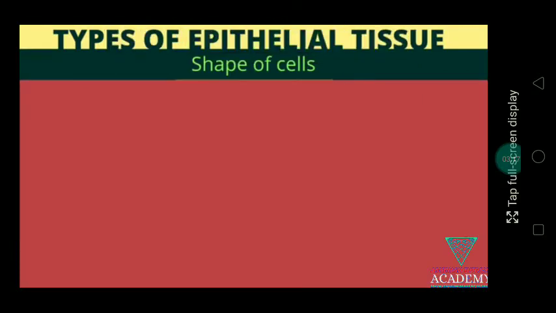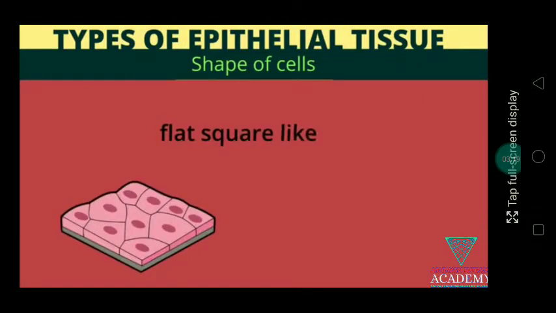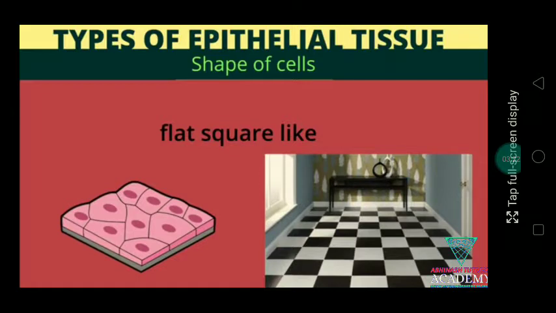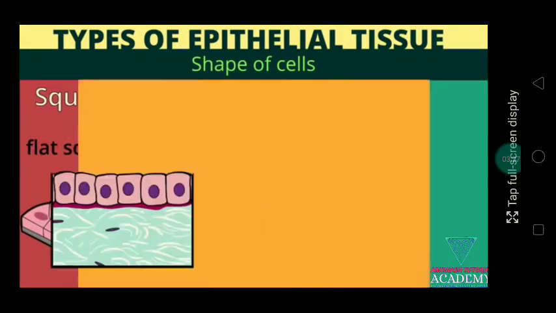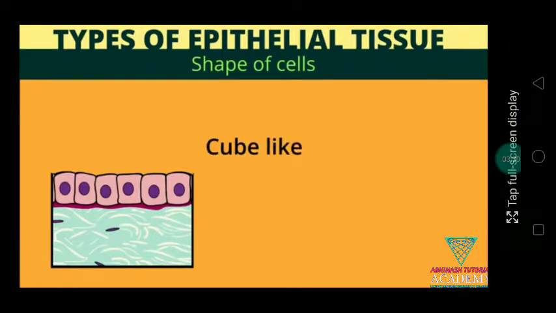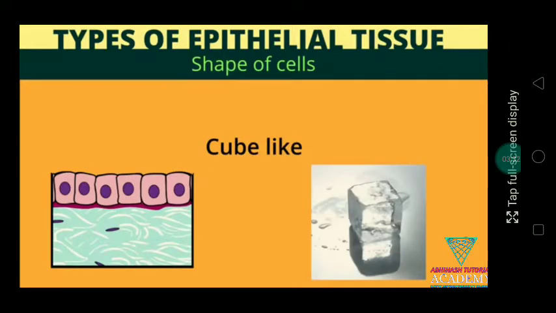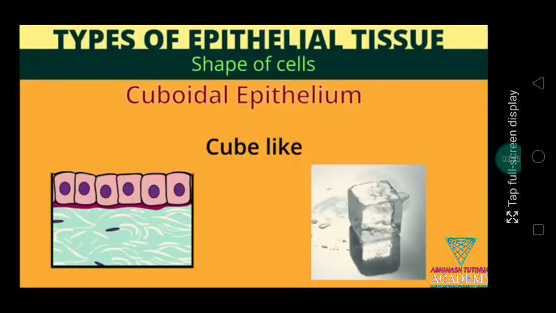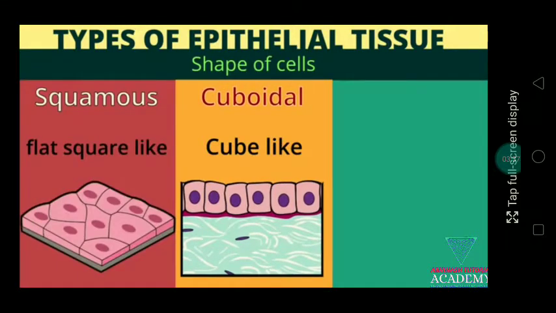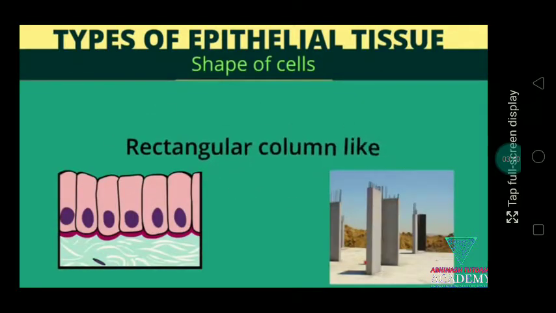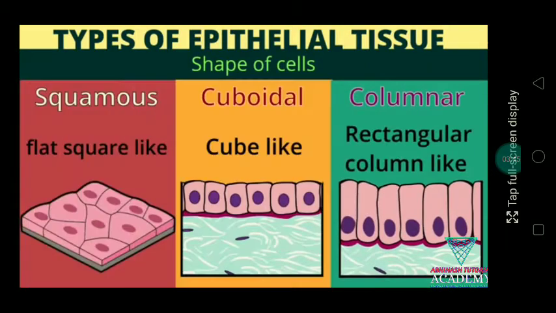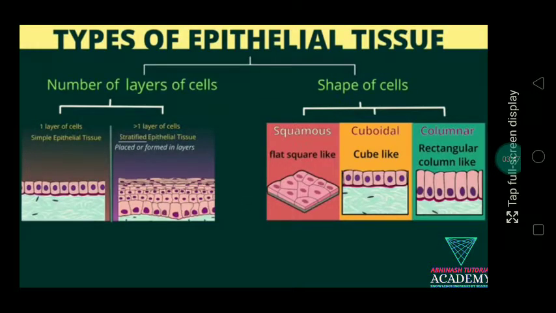Now coming to the second type of classification, that is based on shape of cells. The cells of this tissue have three variants. First, the cells are flat and square-like, just like these floor tiles here. So if they are square-like, we call it squamous epithelium. Second, the cells can be cube-like, like an ice cube or something. So because of this shape, it gets its name as cuboidal epithelium. And third, it can be rectangular, column-like in shape, and hence are called columnar epithelium. So we've seen two types of classification based on number of cells and shape of cells.